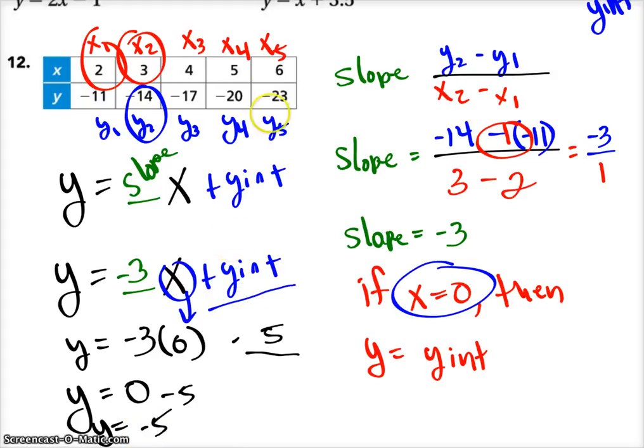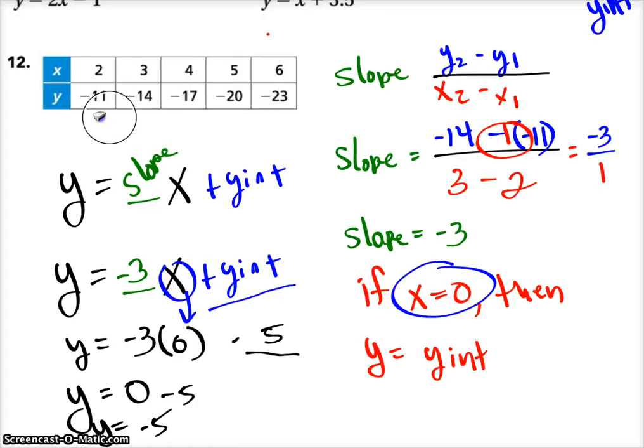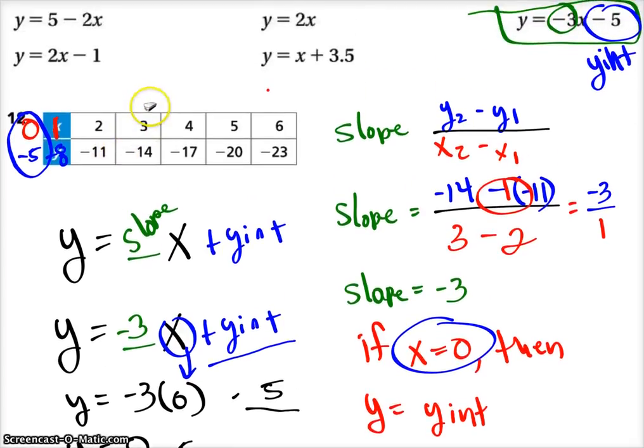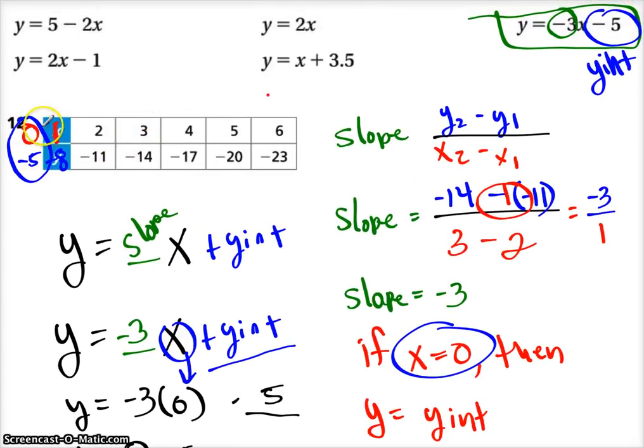Good. You can also continue this pattern down here. If we just kept going until x was 0, we should be able to find out what our y-intercept is. So continuing on as plus 3, which takes us to negative 8, plus 3 again, which takes us to negative 5. And this is our y-intercept again. X is 0, and y is negative 5, and that's our y-intercept. That matches.